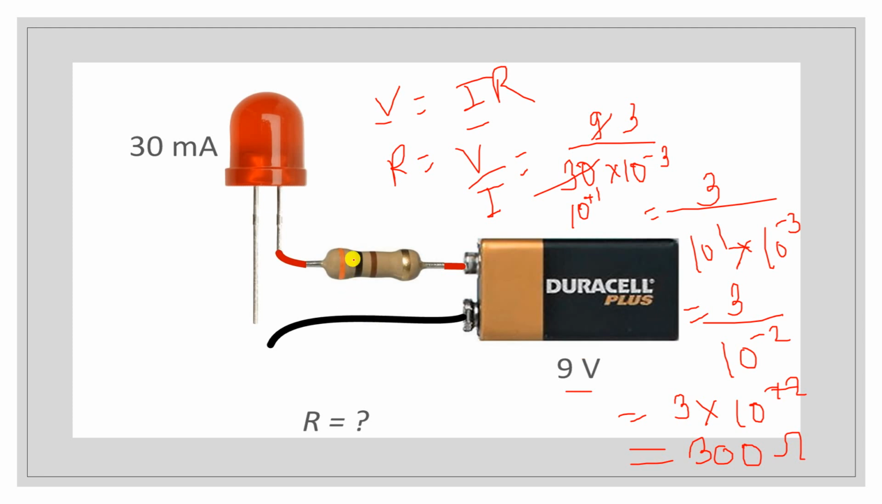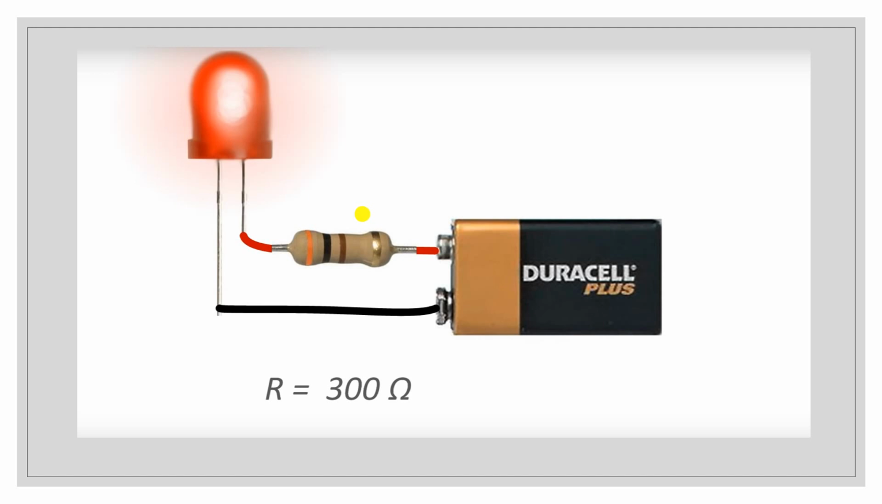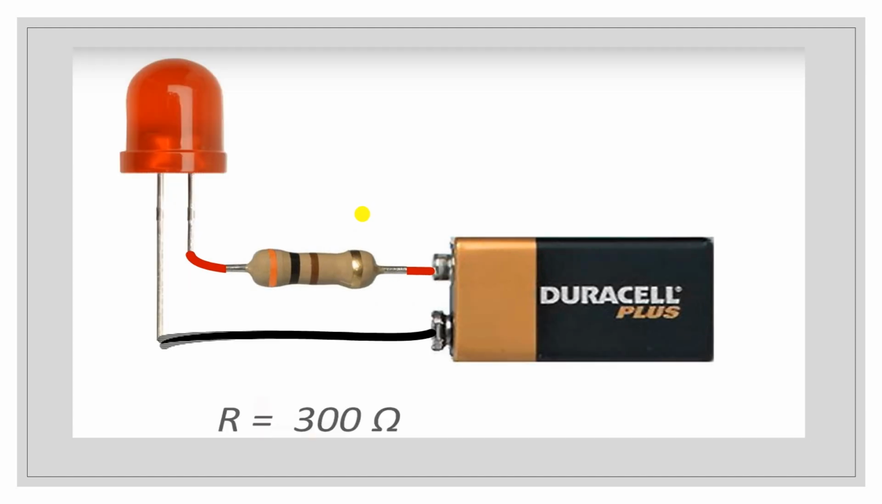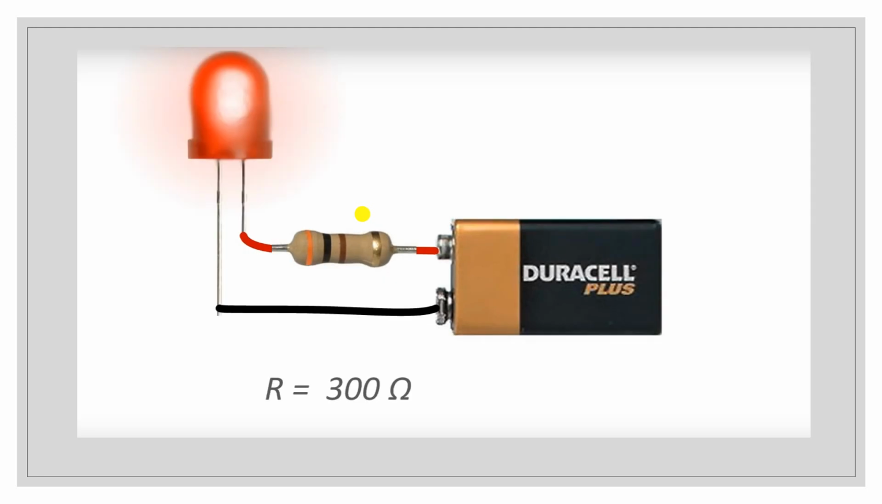If we put the 300 ohm resistance here, then our LED is glowing. If it is disconnected, then the LED goes off. If the LED is connected, then the LED is glowing. So this is the protective resistance value to protect our LED. So this is the application of the resistor.